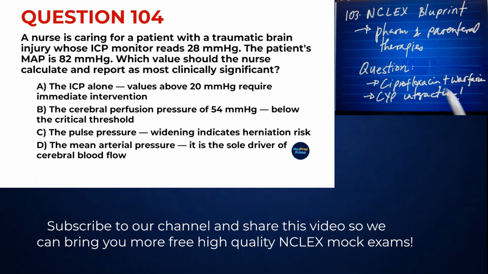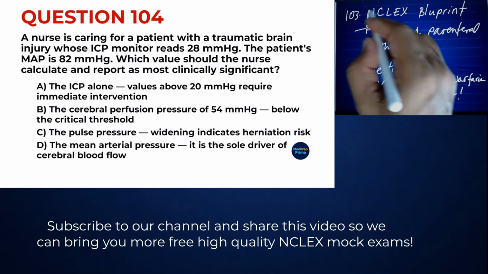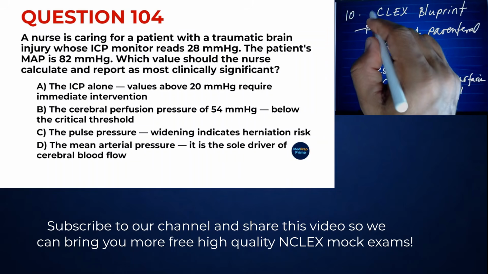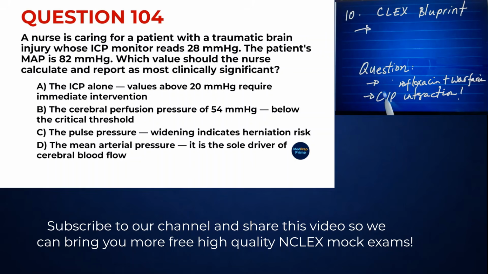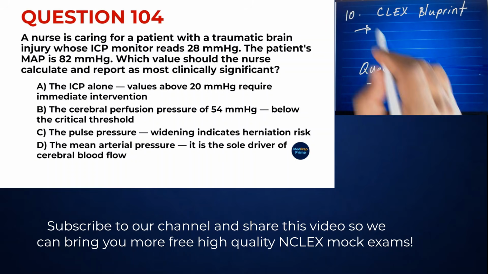A nurse is caring for a patient with a traumatic brain injury whose ICP monitor reads 28 millimeters mercury. The patient's MAP is 82 millimeters mercury. Which value should the nurse calculate and report as most clinically significant?